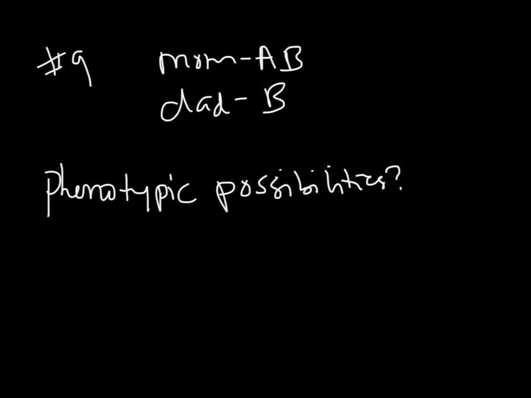This is question number 9 from genetics 2. The mother has type A blood. The father has type B. His mother has type O. What are all the phenotypic possibilities of blood types for their children?